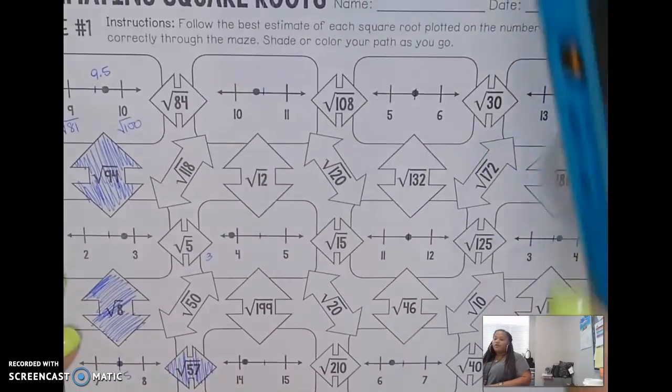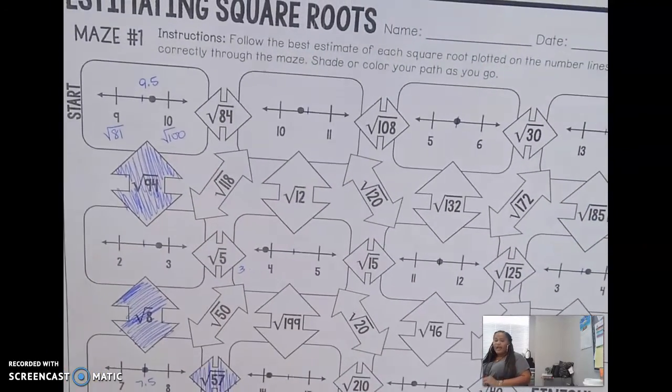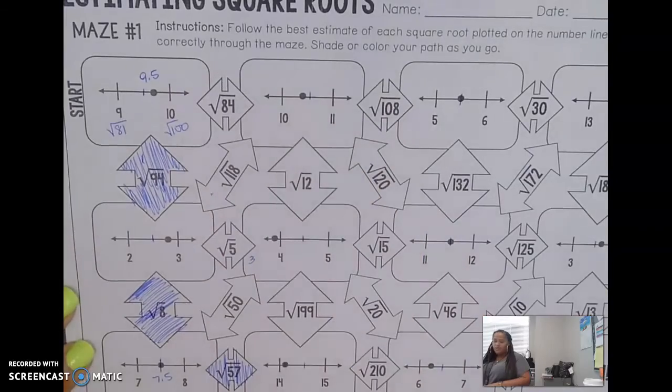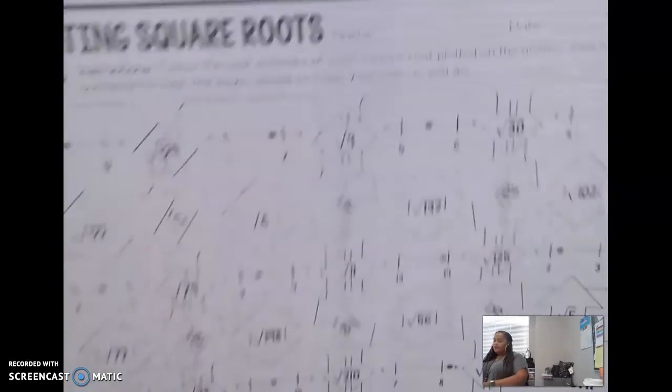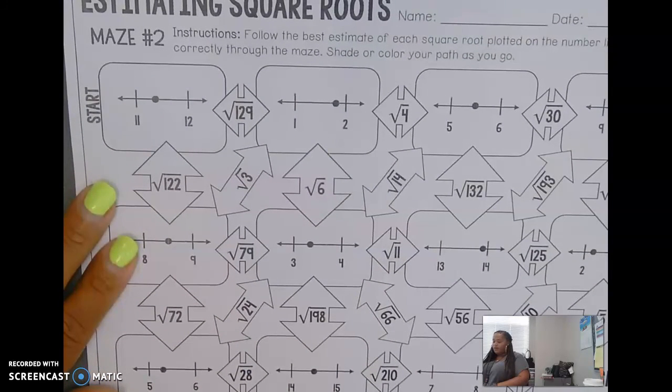Feel free to use whatever colors you'd like for your shading in, okay? Make sure that you're being accurate, though. So I would do it with pencil first and maybe put a mark here and say, all right, this is the one that I need to shade in, or this is the one that I need to shade in, okay? And then you're going to do the same thing on the back. We're estimating square roots. We're finding our way to the finish line, okay?